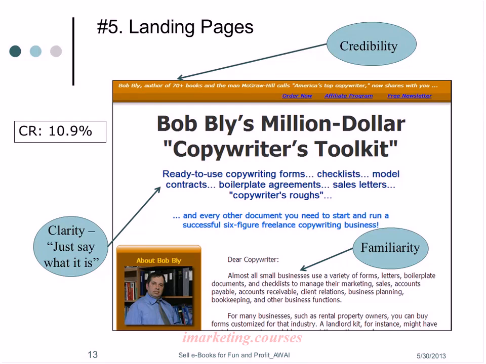If they want to become my affiliate to sell it to their list, they can click Affiliate Program. And if they're not interested in buying the book, but say, I want to be on this guy's newsletter list, they can click Free Newsletter.